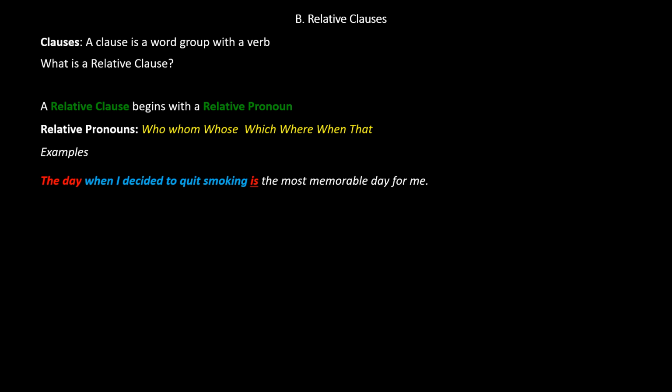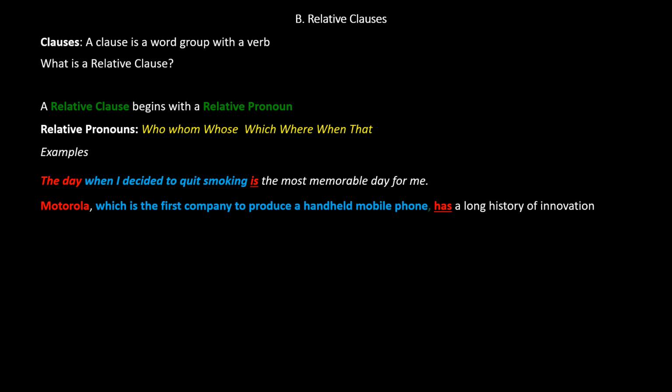Now let us look at one more sentence. Motorola, which is the first company to produce a handheld mobile phone, has a long history of innovation. In this sentence, the modifier relative clause is which is the first company to produce a handheld mobile phone. The subject is Motorola and the verb is has. After I eliminate the middleman, that is the relative clause, the sentence reads like this: Motorola has a long history of innovation. This sentence is grammatically right and makes sense.